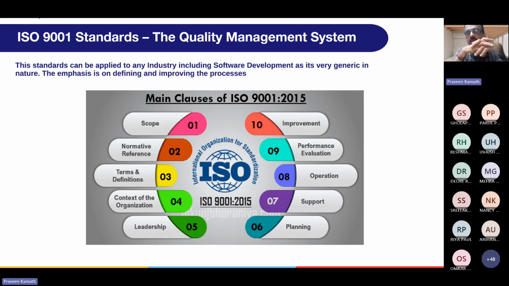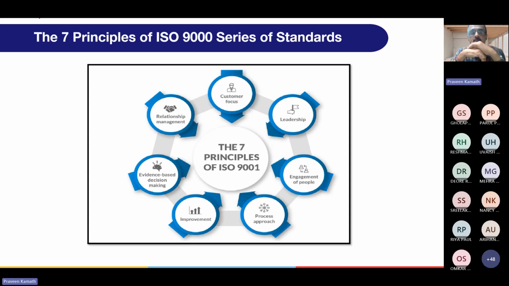Now, the main clauses of ISO 9001:2015: scope, normative reference, terms and definition, context of the organization, leadership, planning, support, operation, performance evaluation, improvement. All these points are self-explanatory, so I don't want to explain them again. So scope of the project, normative reference, terms and definition, context of the organization, leadership, improvement, performance evaluation, operation, support, and planning.